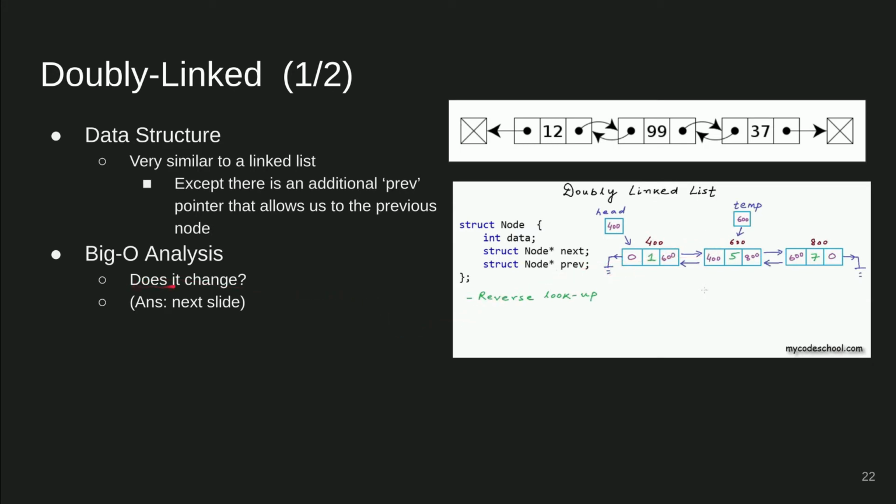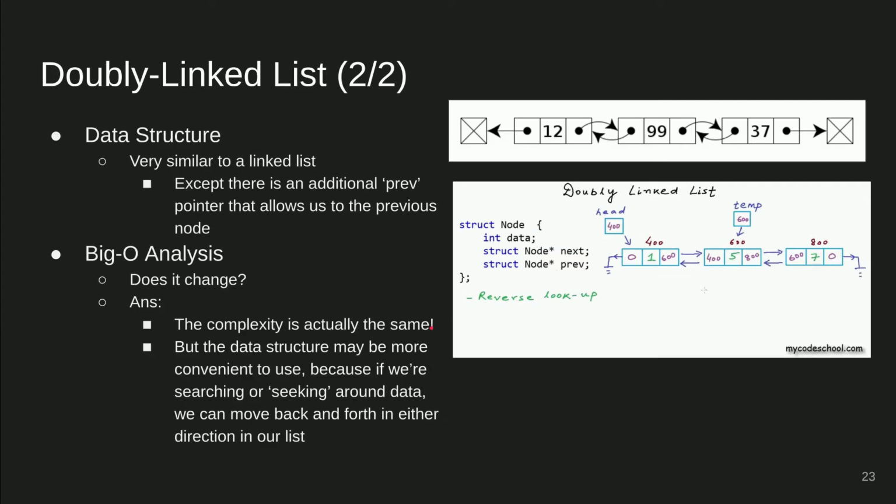Now, we want to think about this a little bit: does the big O analysis of this data structure change? That is, how long does it take for me to insert something or remove something? For a doubly linked list, if you want to go ahead and pause the video and research big O on this data structure, go ahead and take a moment to do that. And if you're just joining back with us, the complexity is actually the same.